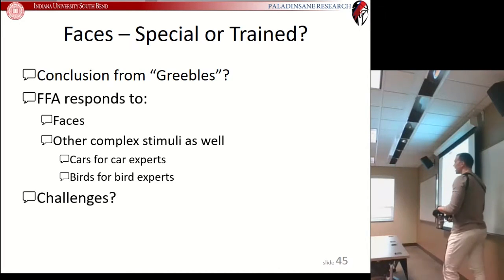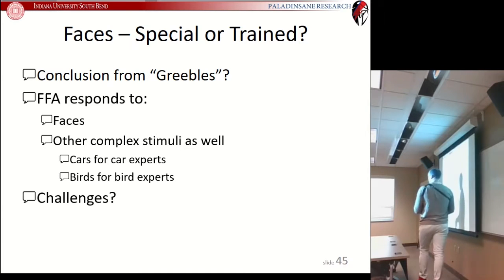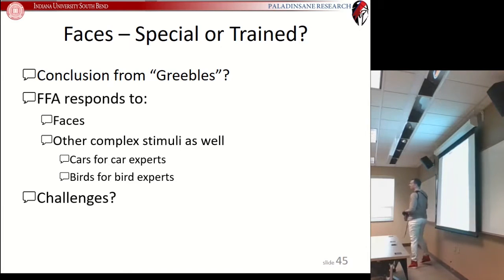So this is not completely accepted, however. It's not completely accepted that the fusiform face area is used for just complex stimuli in general. And one of the challenges to this, well, does anybody have any idea what might be one of the reasons why people will still say, well, we're not convinced that the fusiform face area isn't just for faces, even after evidence like this? All right. Well, let's take a look.